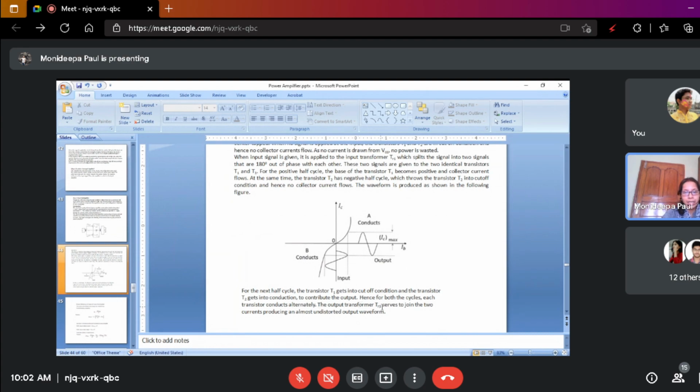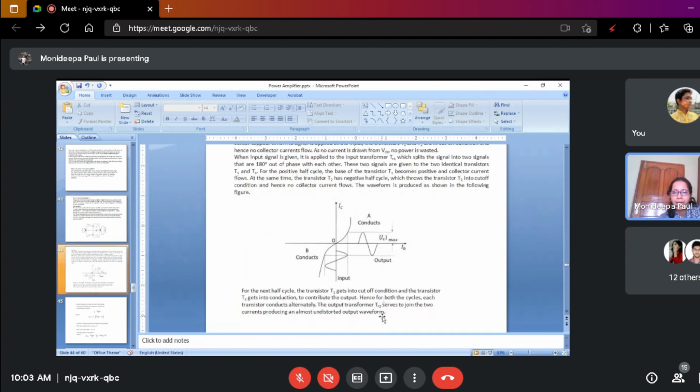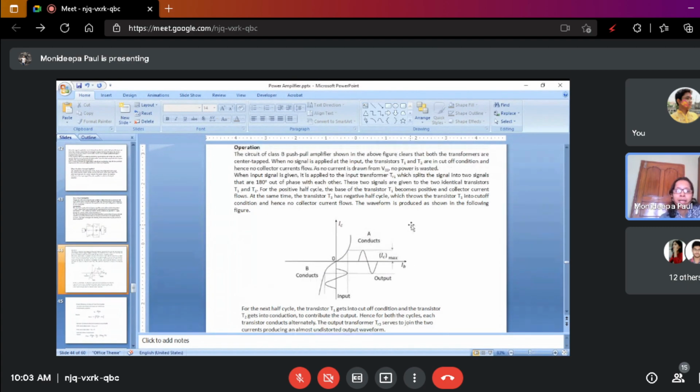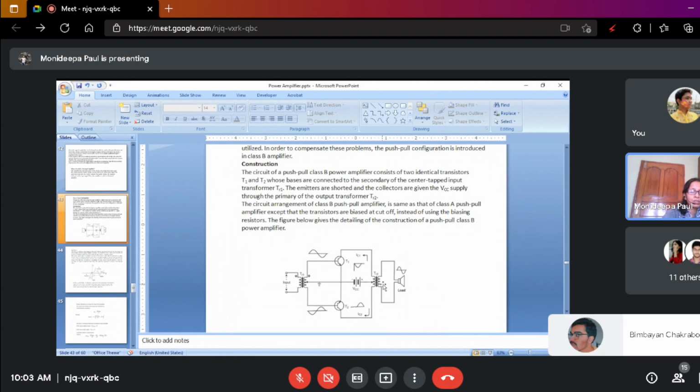The transformer, not TR3, this is TR2. TR2 serves to join the two currents, producing an almost undistorted output waveform. That means during the positive half cycle of the input AC signal, this transistor is conducting, so current flows through the upper half of the primary winding of this transformer. According to the transformer operation, we get the full output voltage depending on the number of turns in the secondary winding of this transformer.